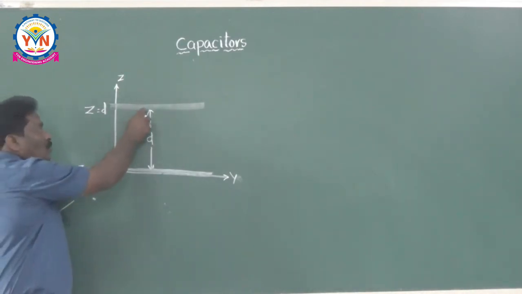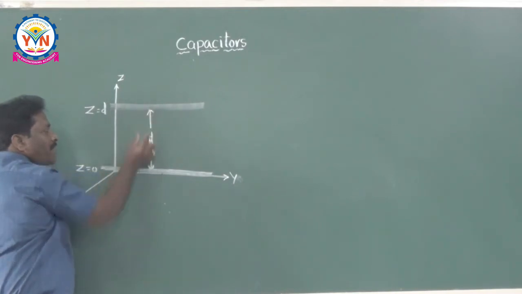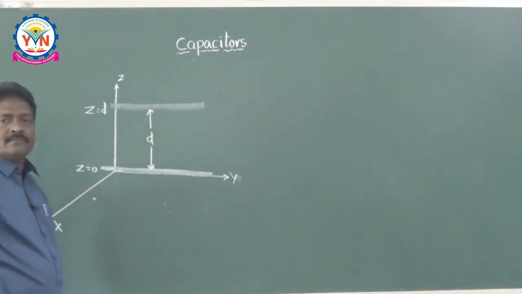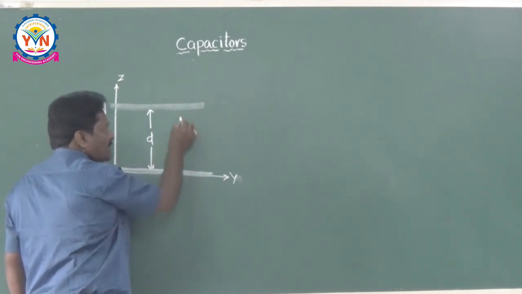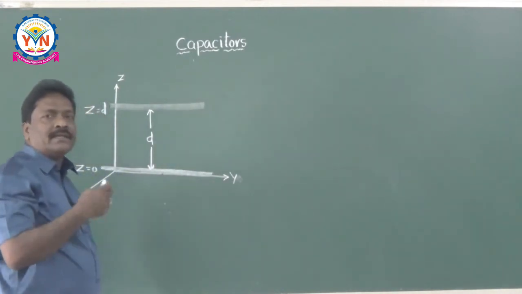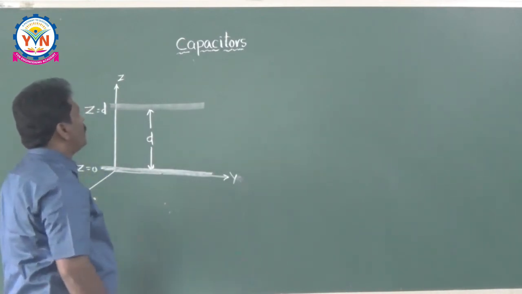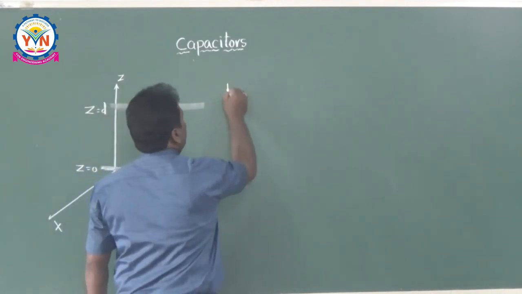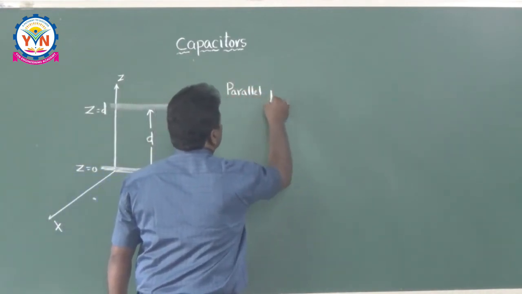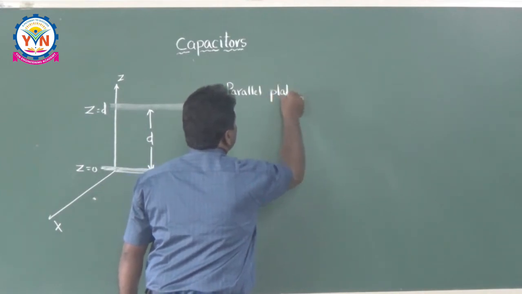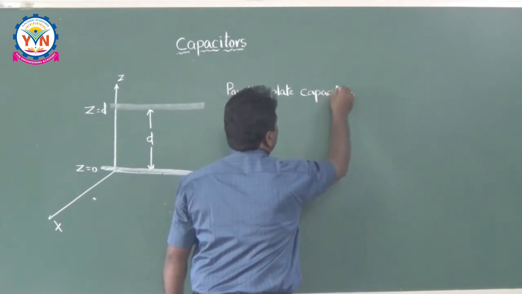As the two plates are separated by some distance, it is nothing but a parallel plate capacitor. And one more thing is, whatever dielectric exists here, let me assume it is air. Air means relative permittivity is equal to 1. So, this is called a parallel plate capacitor. In the parallel plate capacitor, I would like to derive the expression for the capacitance.